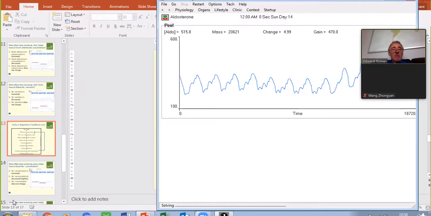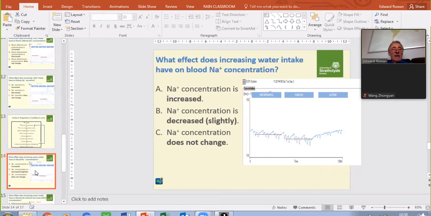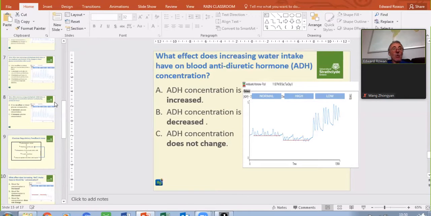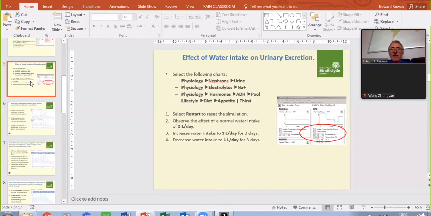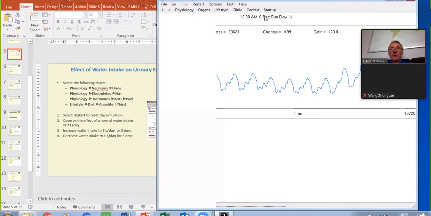So the last part of the whole thing was to look at antidiuretic hormone and water. Now this is much more straightforward. Let me just get it now. This one here. So we're looking at water intake and thirst.